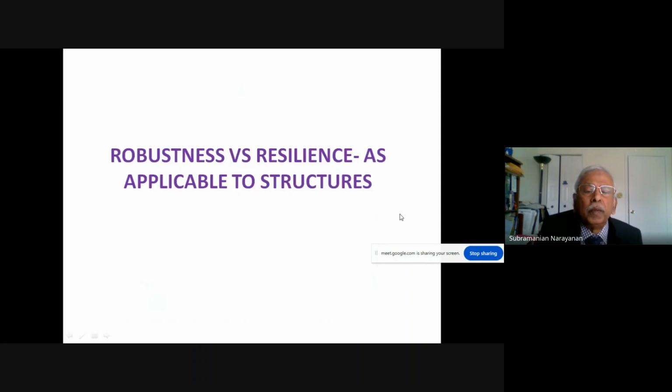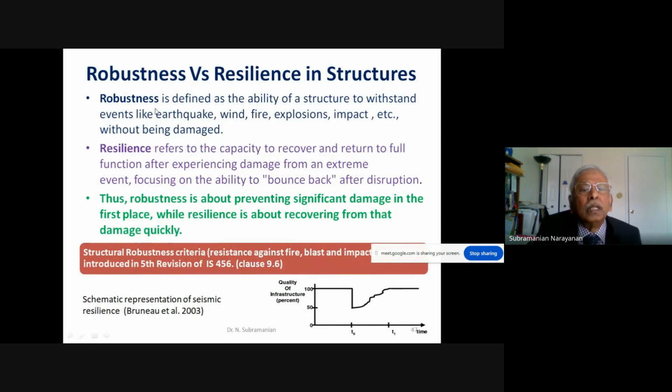So now we will go to robustness and resilience as applicable to structures. Robustness is defined as the ability of a structure to withstand events like earthquake, wind, etc. without being damaged, whereas resilience refers to the capacity to recover and return to full function after experiencing damage from an extreme event, focusing on the ability to bounce back after disruption. Thus, robustness is about preventing significant damage in the first place, while resilience is about recovering from that damage quickly.